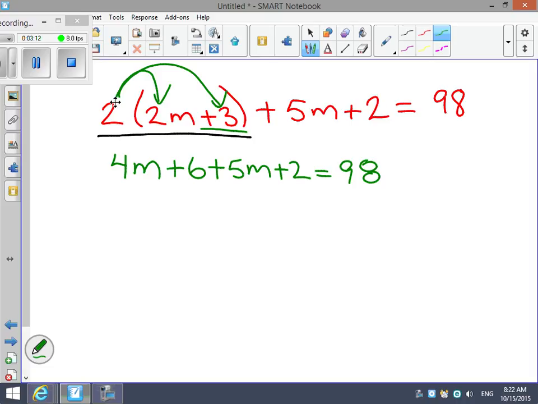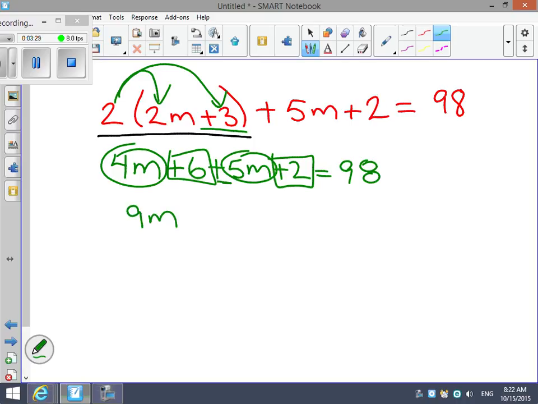Now, before we get started, we have to collect our like terms. We have to put all the stuff that's the same together. So I have to collect those m's, and I have to collect those numbers together. So 4m plus 5m is 9m. Remember, you always take the sign that's in front of the term you're talking about. And right here, it's going to be 6 plus 2, and that equals plus 8. Equals 98. Now that I've gotten this far, it's just the questions we've been doing for a week or so.